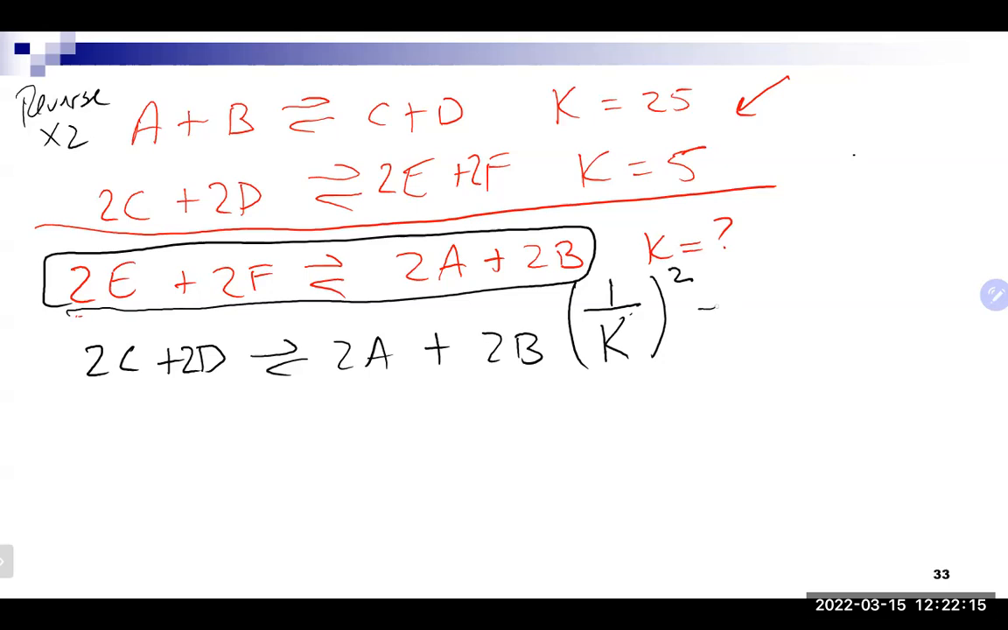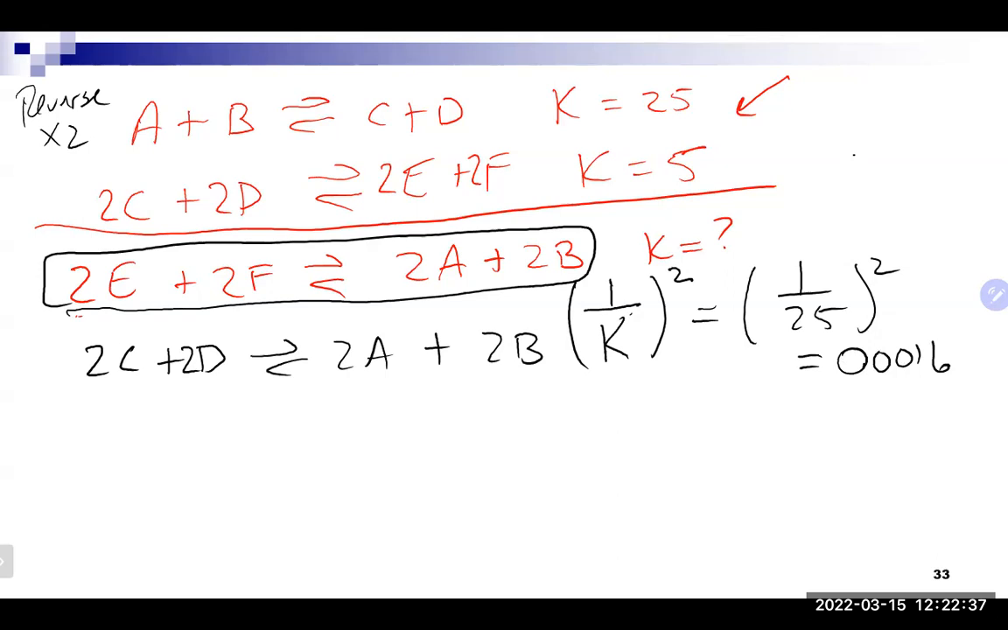Putting that number in means we get 1 over 25 squared as the proper K value for that one, and doing a little squaring, that gets us 0.0016 for the proper one.